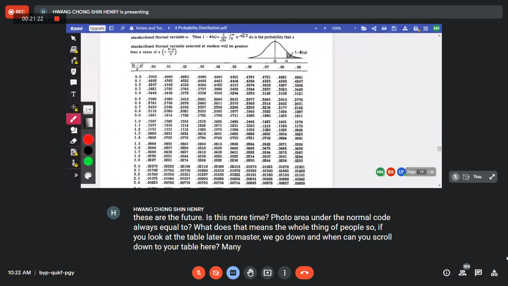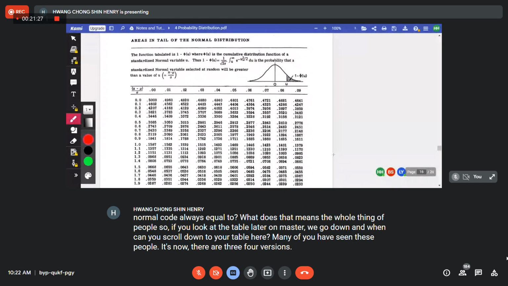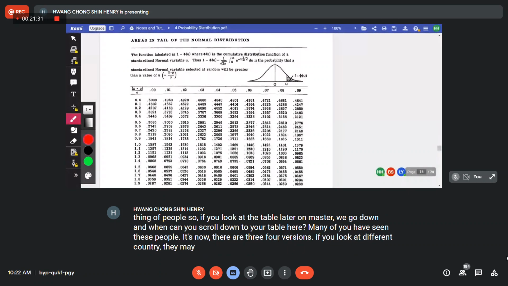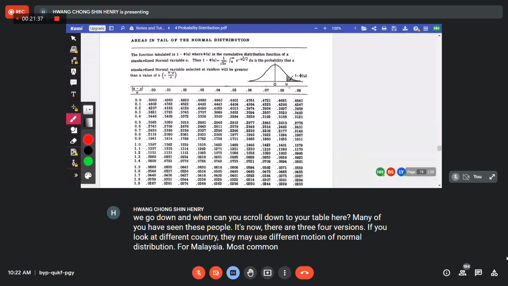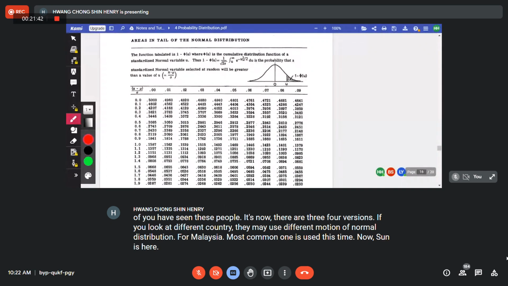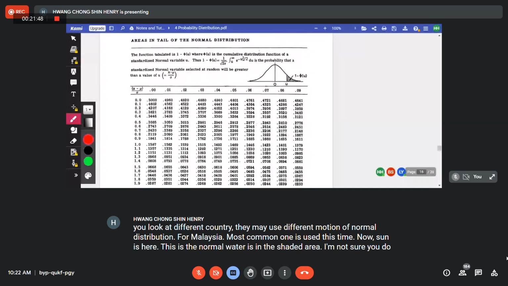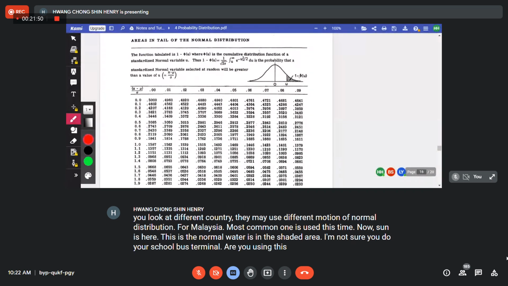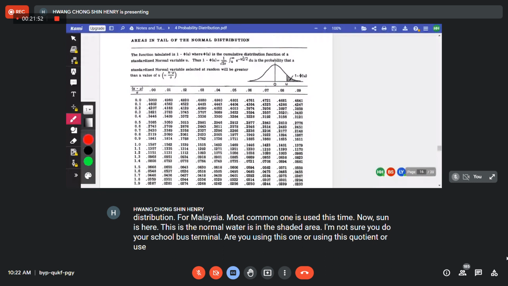Many of you have seen this before. Now there are 4 versions. If you look at different countries, they may use different versions of the normal distribution. For Malaysia, the most common one uses this type. This is the normal curve, you see the shaded area. I'm not sure, when you did your schooling, whether you used this version or a different version.